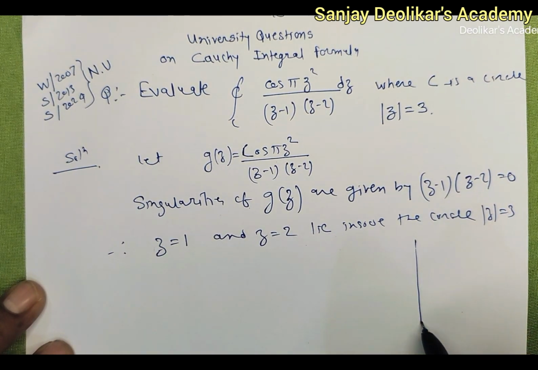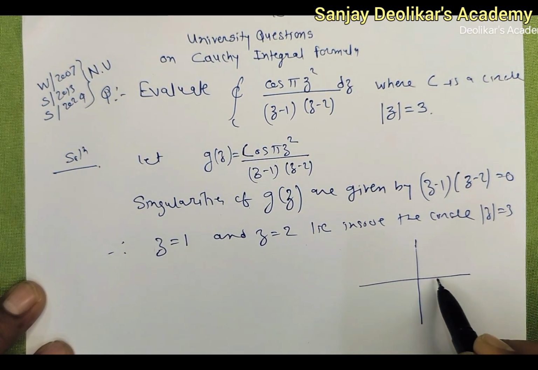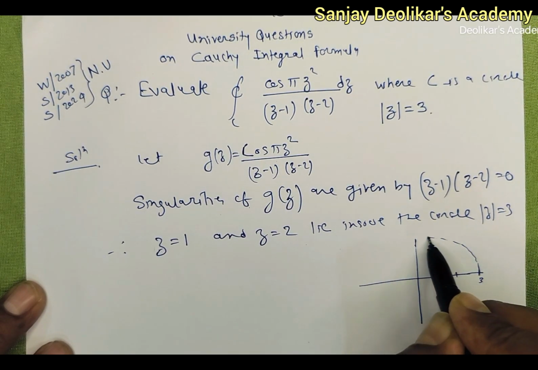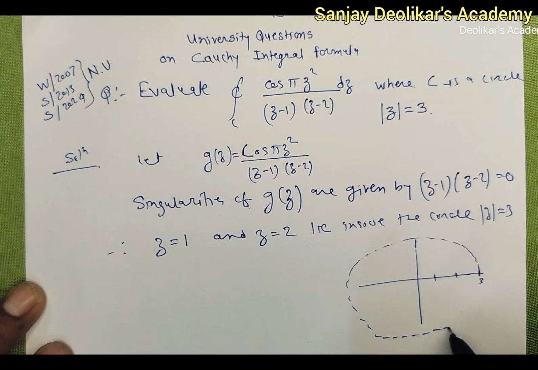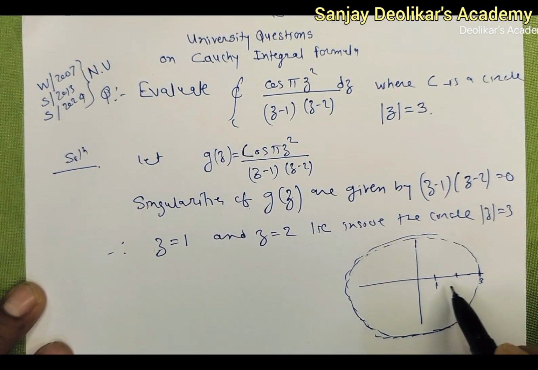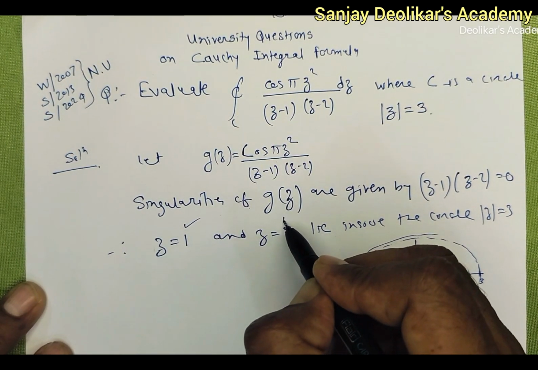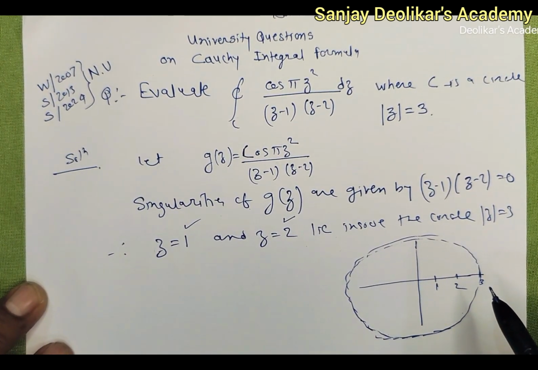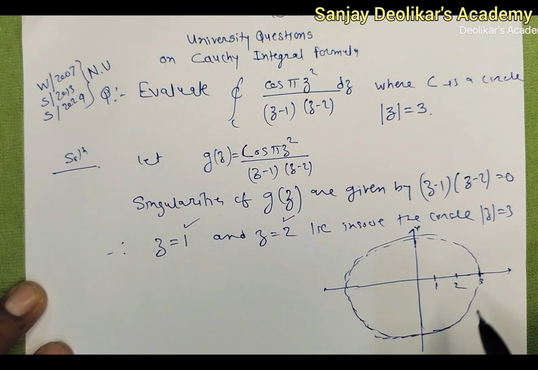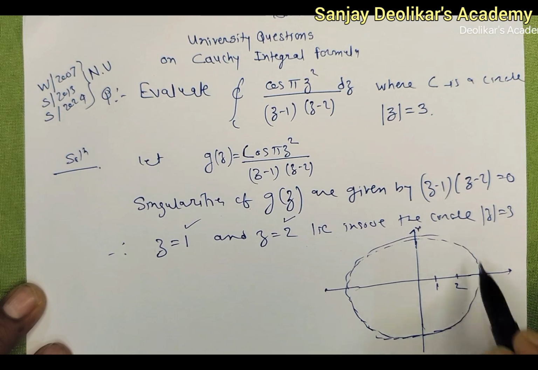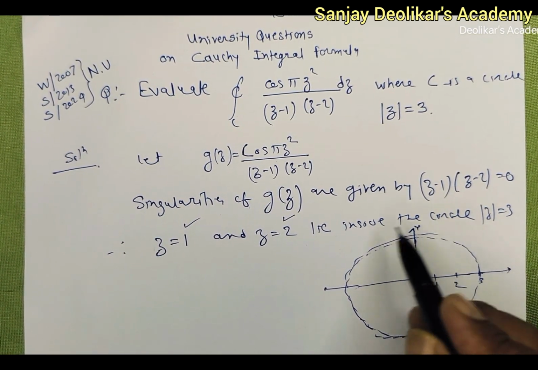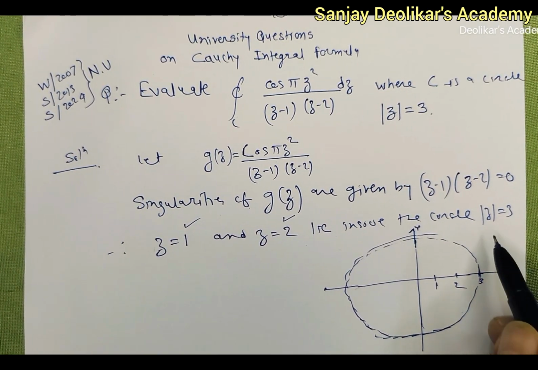Means here, if you draw a circle, 1, 2, 3, up to radius 3. This is 1, this is 2, so these 2 points on the x-axis, this is the y-axis, lie within the circle, inside the circle whose radius is 3. Mod of z is 3.